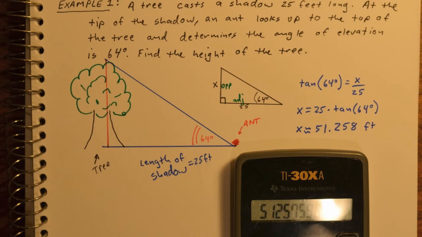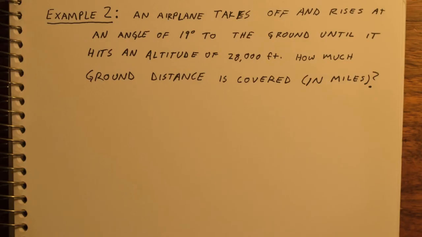Let's try another example. So an airplane takes off, and it rises at a steady angle of 19 degrees until it hits an altitude of 28,000 feet. How much ground distance is covered?